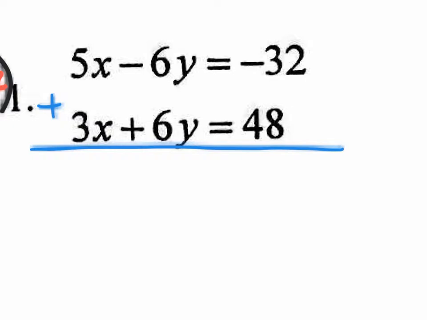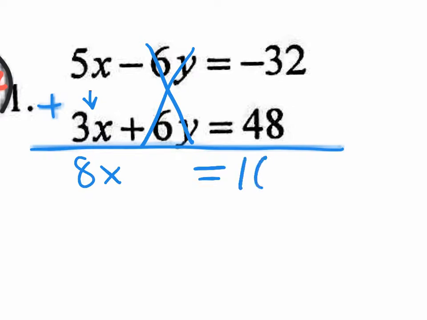So I already know that my negative 6y with the positive 6y will cancel, so I could start adding this 5x plus the 3x. Probably shouldn't have drawn that line, sorry. 5x plus 3x, and of course we get 8x. And we also know that the negative 6y and the positive 6y is 0y's. It'll cancel out. Bring down the equal sign, and then negative 32 plus 48, that's really positive 16.